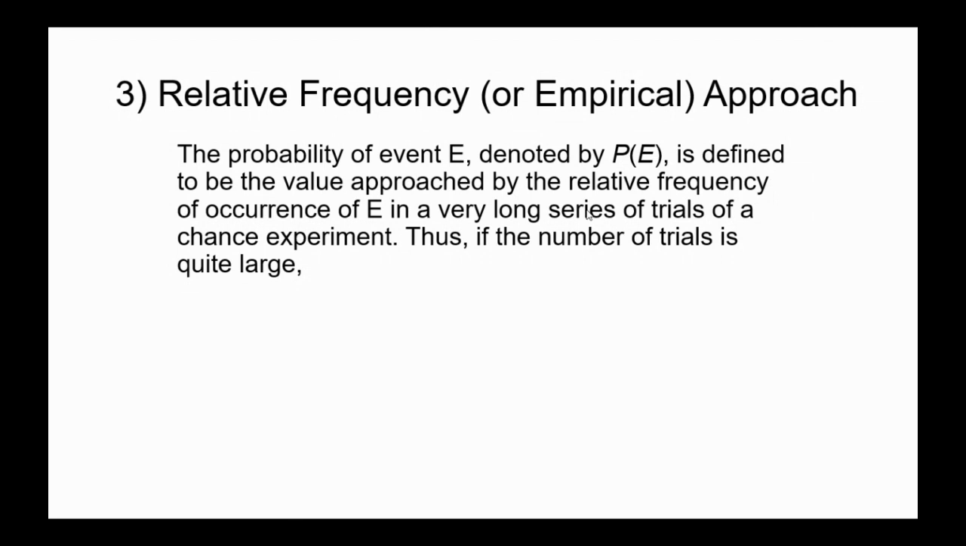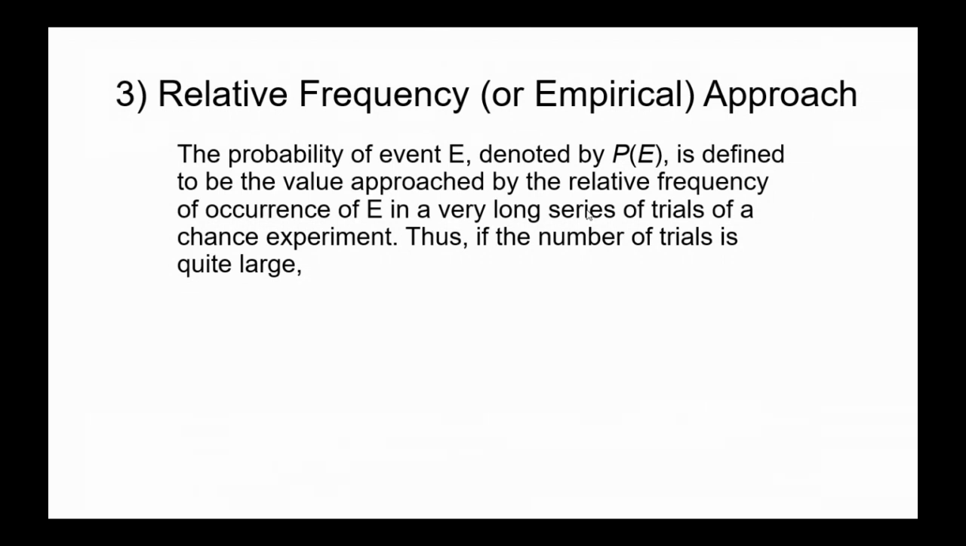Dual credit on your homework and on your test, it's called the empirical approach. It means the same exact thing, it's just called something different. So the probability of event E is denoted by P(E). It is defined to be the value approached by the relative frequency of occurrence of E in a very long series of trials.